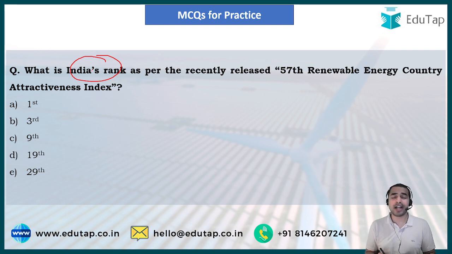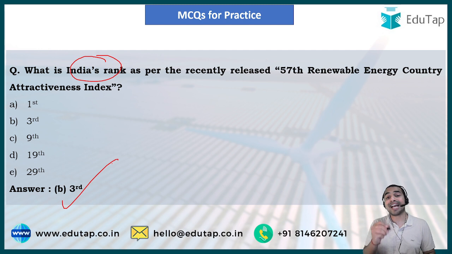So guys, please answer me the question in the comment section below. Please go into the flashback and remember what was India's rank as per this 57th Renewable Energy Country Attractiveness Index launched by Ernst and Young. And guys, the right answer to this question is option B, that is 3rd.